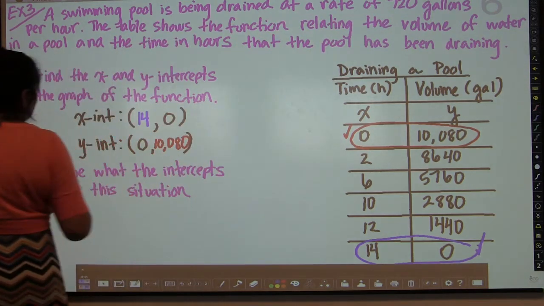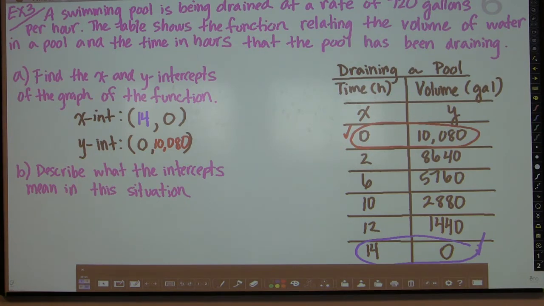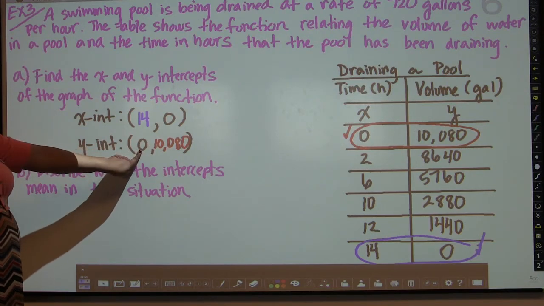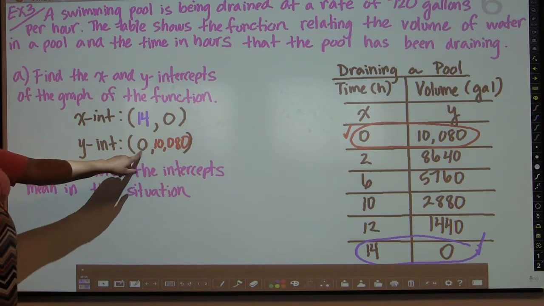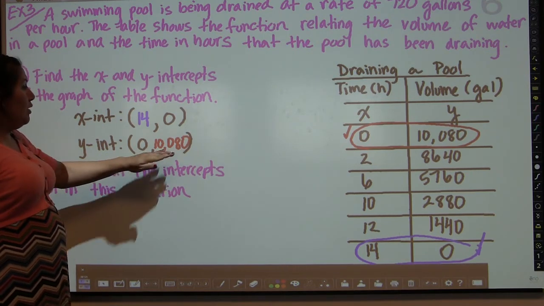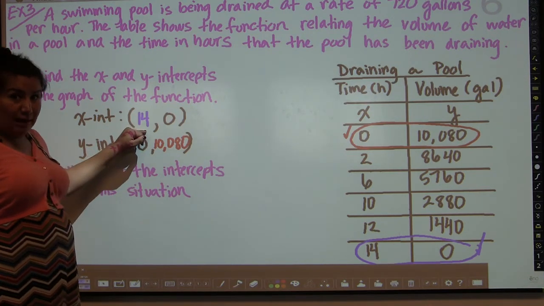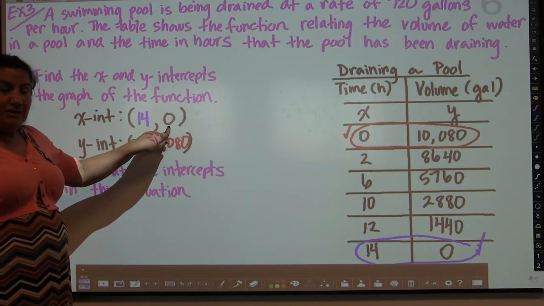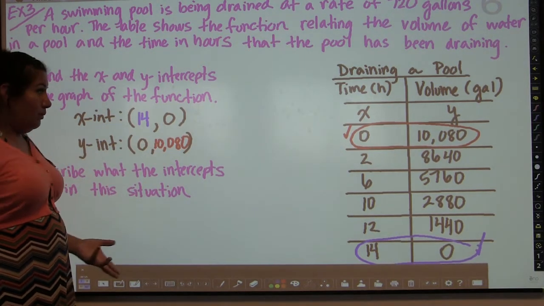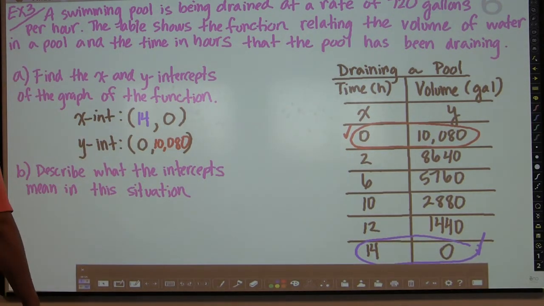Alrighty, so that's our x-intercept and our y-intercept. And then in part B, it asks us to describe what this means for the situation. So, like I said earlier, the y-intercept is the easiest start. It means that at the beginning of the day, when you hadn't started draining, so no hours have passed yet, you had 10,080 gallons of water in the pool. And then 14 hours later, the pool is completely drained because there are 0 gallons of water in the pool. So that is how you would describe what the intercepts mean in this particular situation.